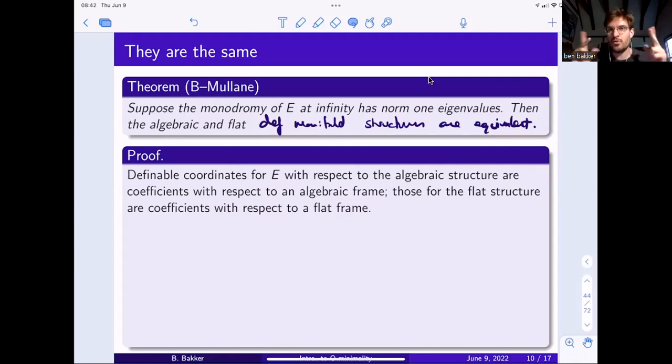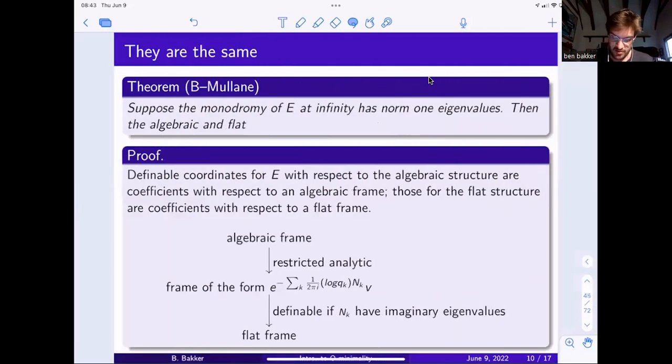So to prove this theorem, we just have to show that the change of basis matrix from an algebraic frame to a flat frame is definable, right? Because then we can definably express the definable coordinates for the algebraic structure in terms of those for the flat structure. And this just explicitly comes from the formula I gave you for this Deligne extension. We just have to write it down. We know that this canonical extension is locally given by a frame of the form, untwisting the monodromy of flat sections.